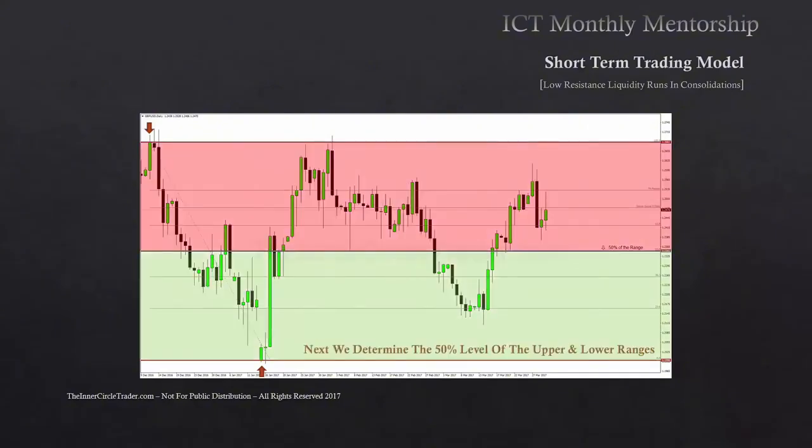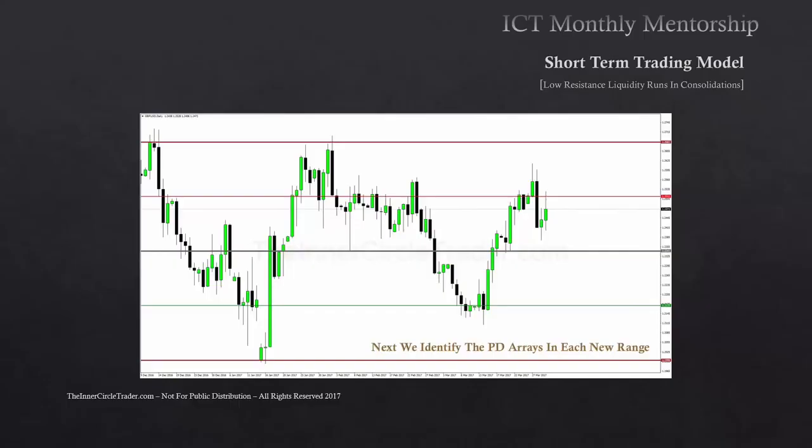Next, we have to determine the 50% levels of the upper and lower ranges. Anything above the 50% level, that's going to be our area at which we look for sell scenarios, either by taking profit on longs or short positions. And anything in the lower portion, we're looking for longs or covering short positions. Next, we identify the PD arrays in each new range. Now, I'm going to save us a lot of time and just apply everything from a monthly, a weekly, and daily.